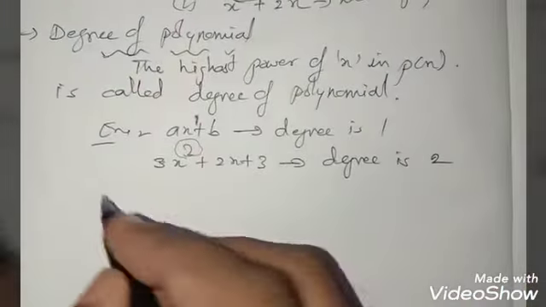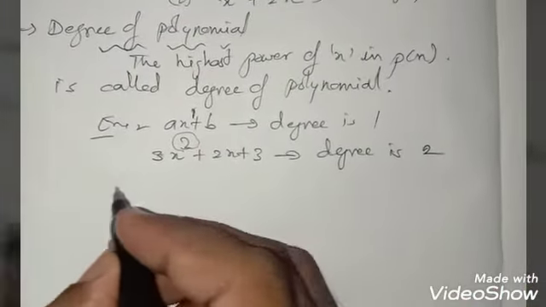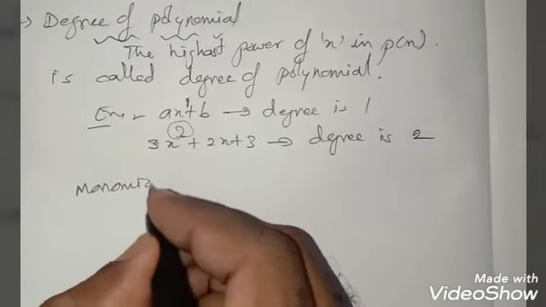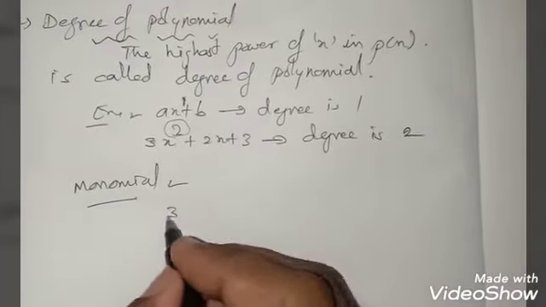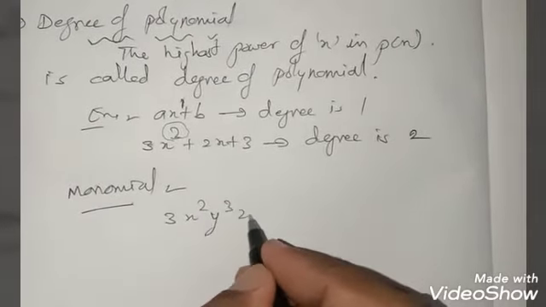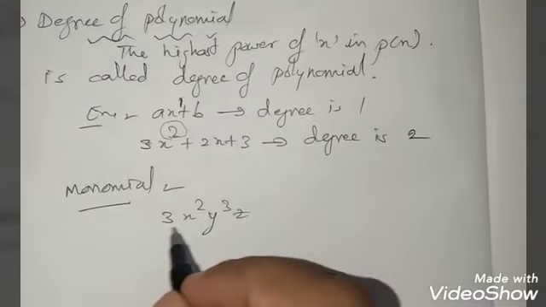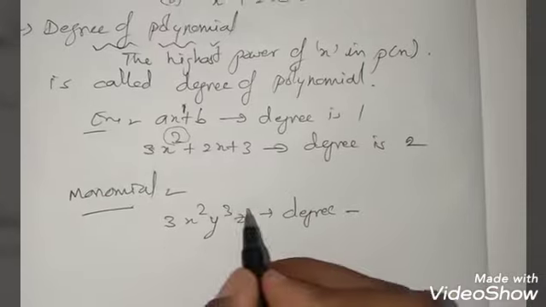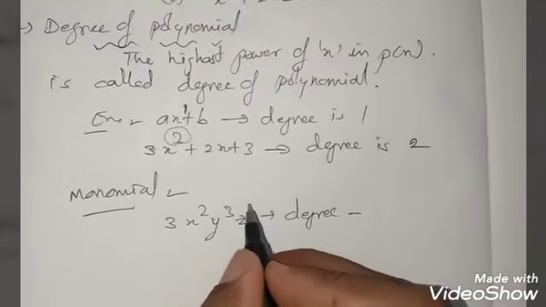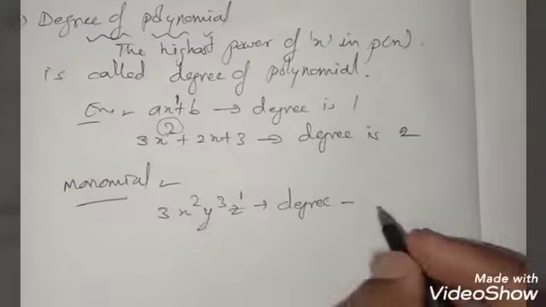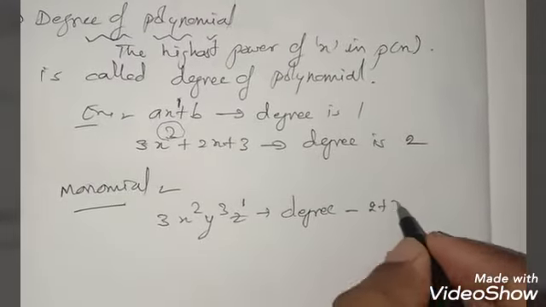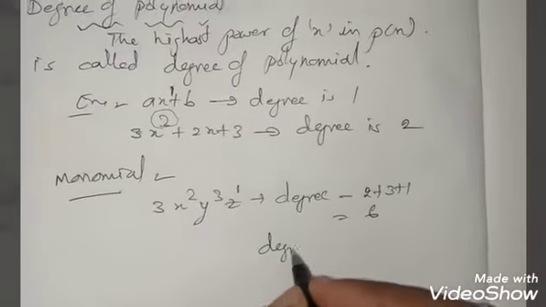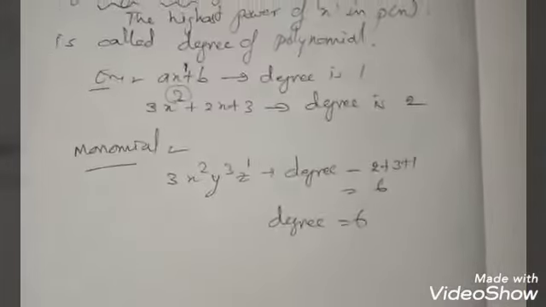So next one, if it is a monomial type, that is 3x square y cube z. Now how to find the degree of this? To find the degree of any monomial, add all the powers. Where the power of z is not given, we are assuming this as 1. If I add all the powers, that is 2 plus 3 plus 1, so overall I am getting 6. So what is my degree? So degree is equal to 6, right?